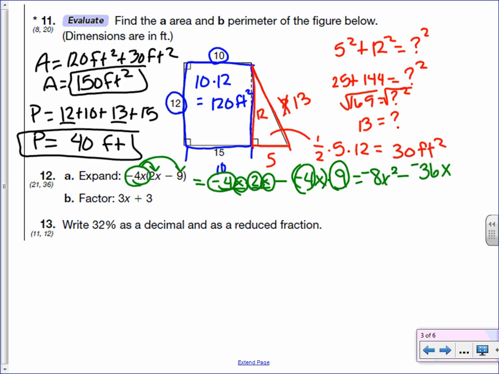And subtracting a negative is the same thing as adding its opposite, and the opposite of negative 36 is positive 36. So we would write this as negative 8x squared plus the opposite of negative 36x, which is positive 36x.